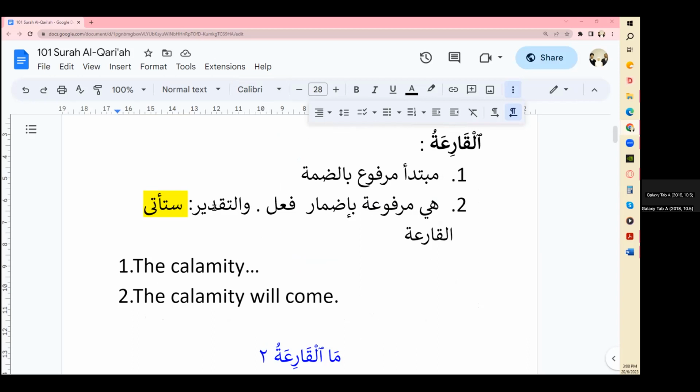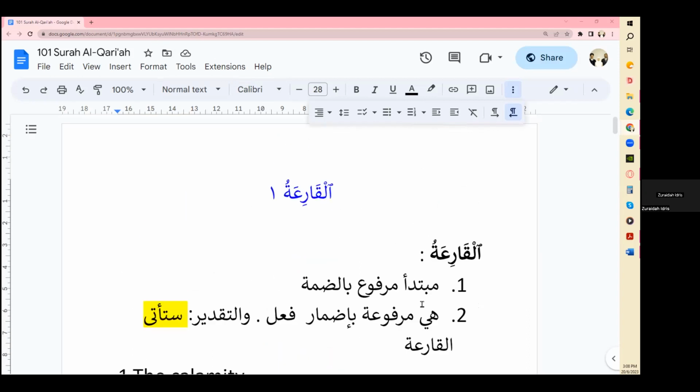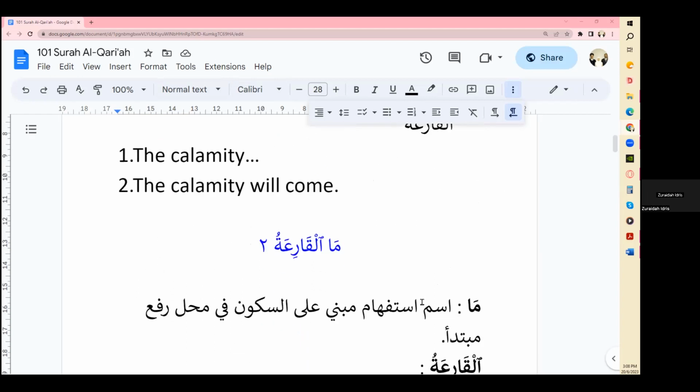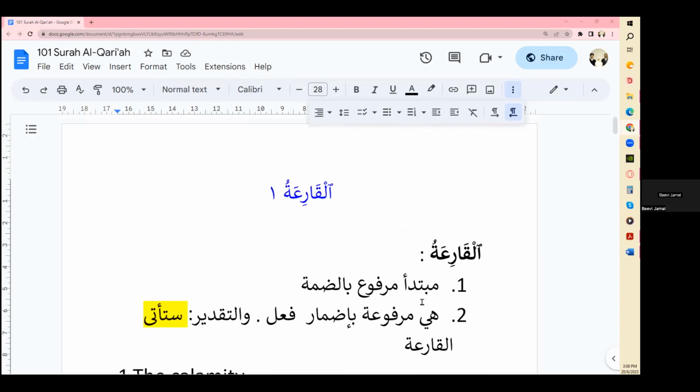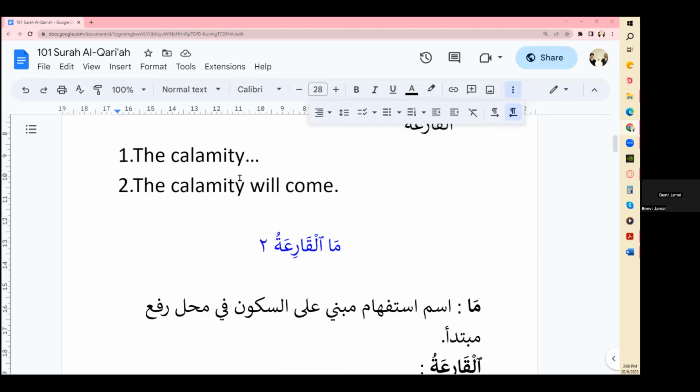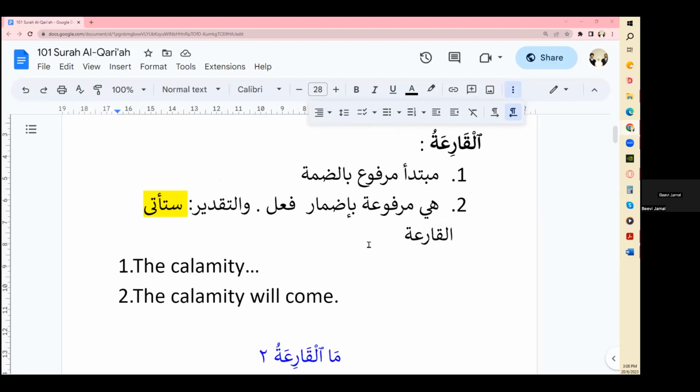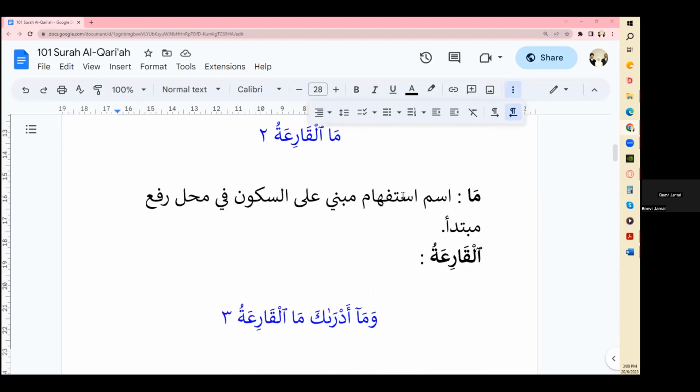Is it emphasized? Is it taukid? Maybe we have a sentence within a sentence. So the whole thing, Al-Qari'ah, is supposed to be khabar, yes, and this khabar is another jumlah. Okay. So we have a sentence within a sentence. So now, Al-Qari'atu.